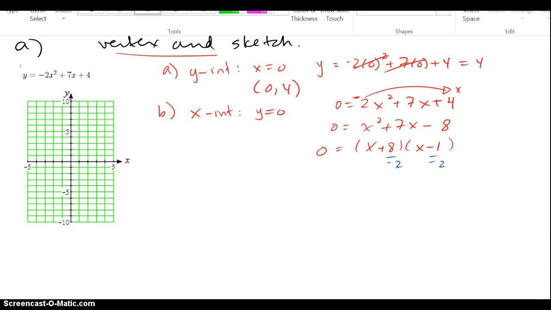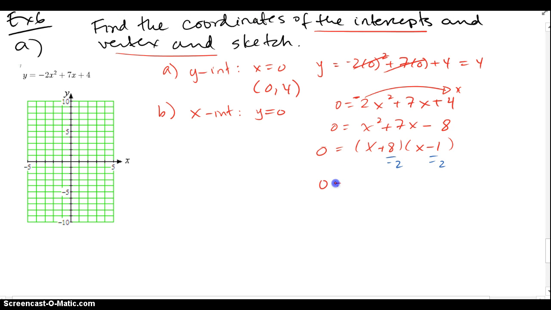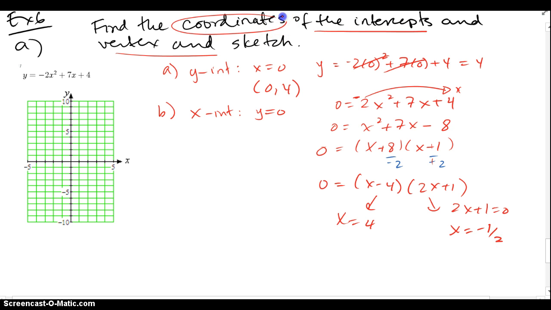That's going to give me 0 equals x minus 4, and negative over negative is positive. Move the 2 up, 2x plus 1. So there are really two x-intercepts. One is x equals 4, and the other is x equals negative a half. Since it said coordinates, I have to give them as ordered pairs: (4, 0) and (negative 1/2, 0).